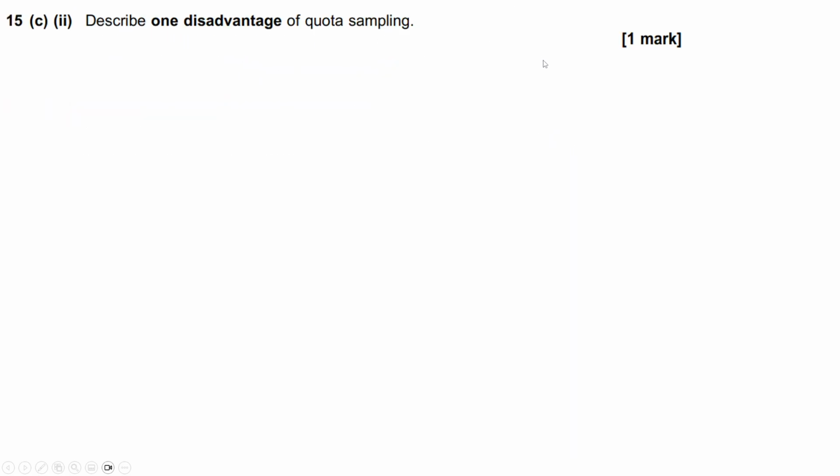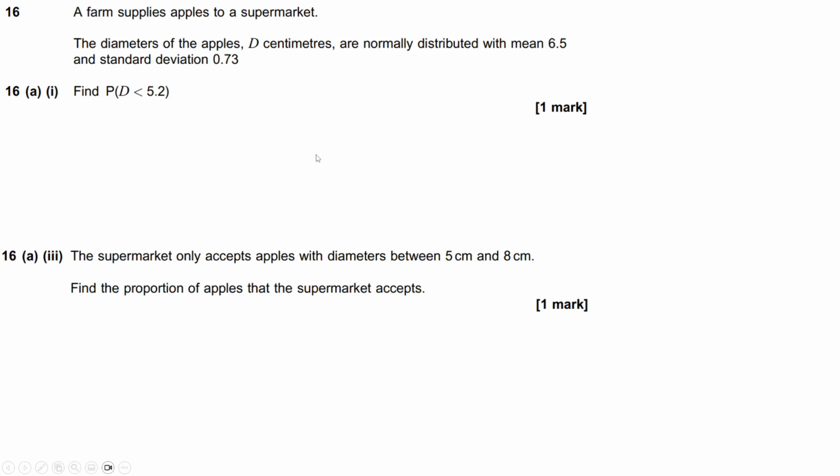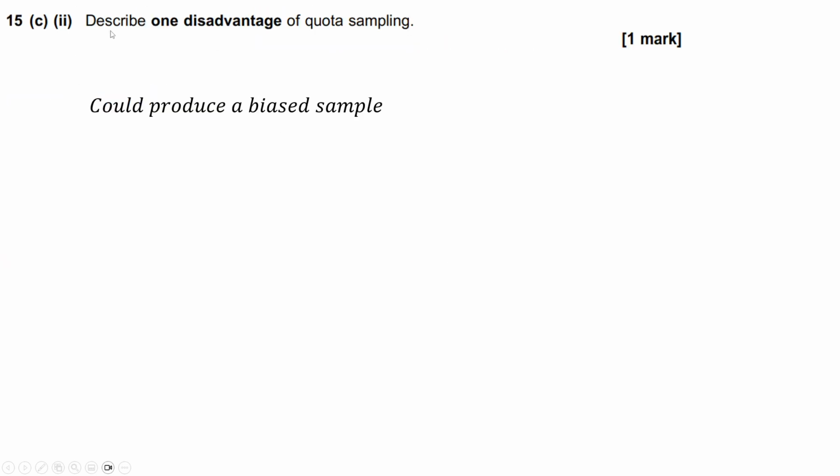Describe one disadvantage of quota sampling. It could produce a biased sample. With this, you kind of just have to know your sampling methods. To be honest, I think it's kind of a waste of a question to ask, but it's just something you have to know. This is just the type of thing that you watch a quick video on 5 minutes before your test. You could just think about it and give yourself an example of where you would use a quota sample, and then just make up disadvantages which seem reasonable.